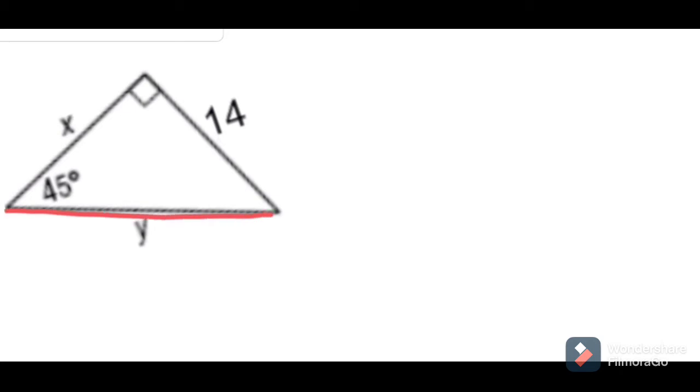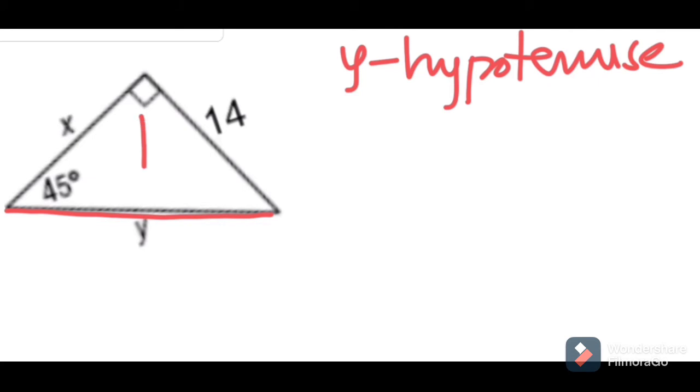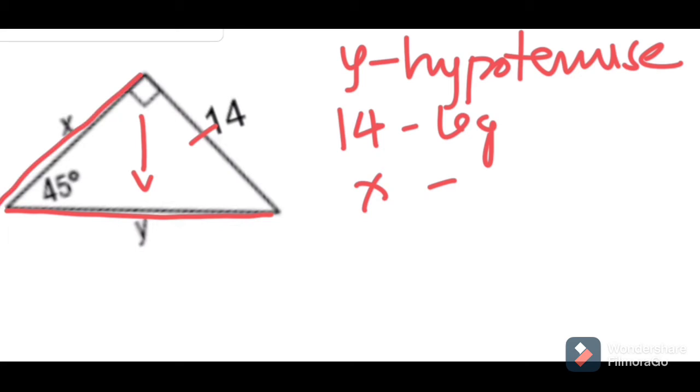In this given, let us analyze the parts. Let's have this. What do we call y? Yes, it is our hypotenuse because it is opposite the right angle. How about 14? What is 14? It is a leg. Now, how about the x? We are going to find it is also a leg. And how do we describe the legs of a 45 degrees triangle? The legs are congruent. So, x now is equal to 14.